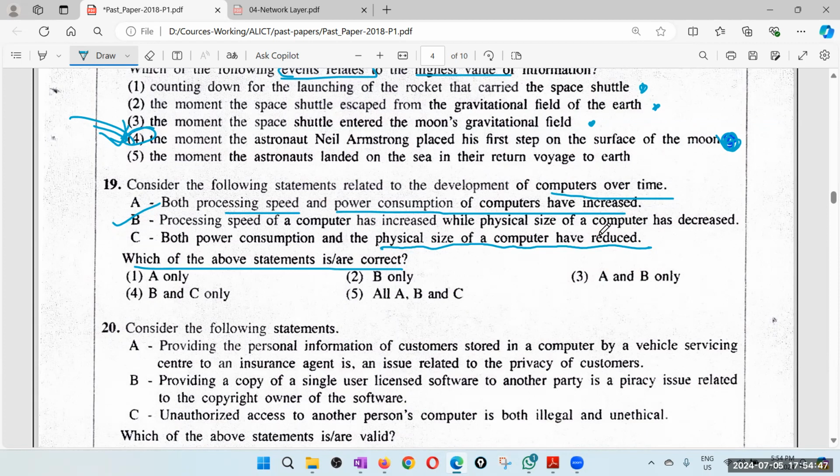Early days computers used a lot of power. I think relative to the processing, power consumption has reduced. For example, if you take a smartphone, we can just charge it and use it for maybe days. So therefore, in a way, yes, right? Power consumption has reduced, right? Because now we use more and more battery charge.